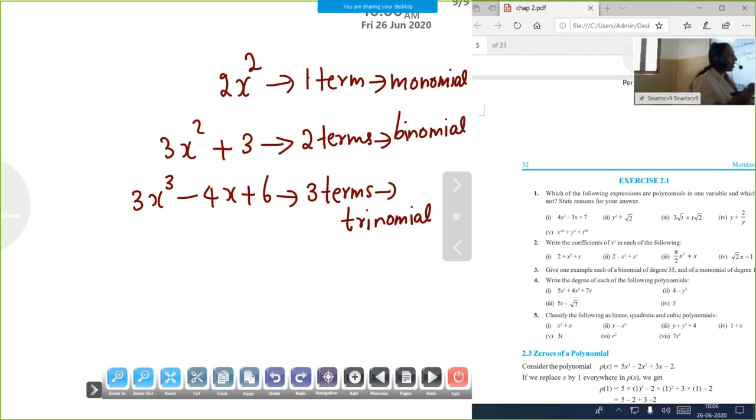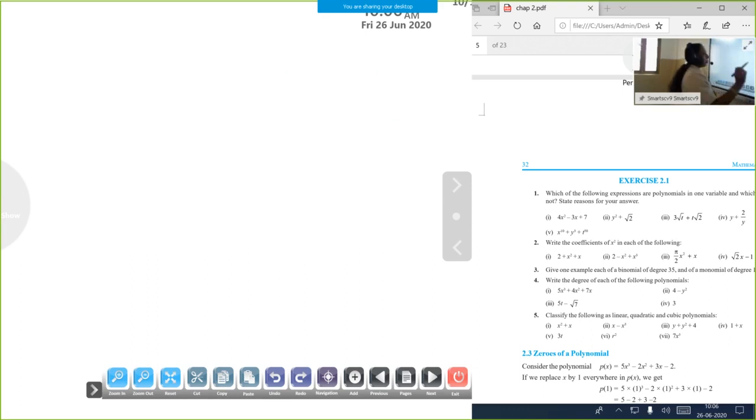And in exercise 2.1, our third question.